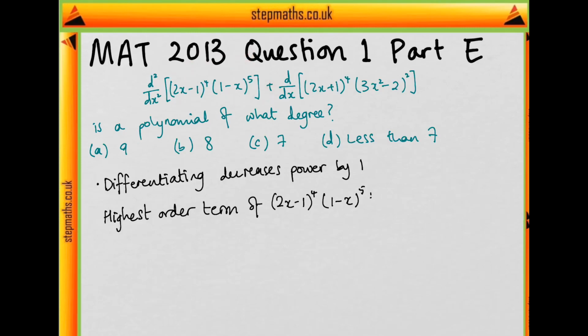Well, for this first square bracket, if we're raising this first bracket to the 4, then the highest order term from this first bit is going to be 2x to the power of 4, and then from the second bracket we're going to get a minus x to the power of 5. And so this is going to be minus 2 to the power of 4, which is 16, x to the 9, where the minus is from this bracket here.